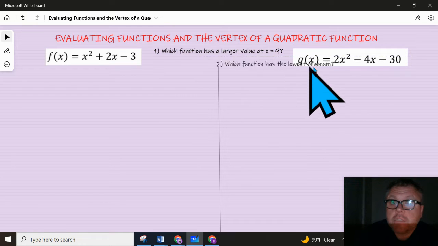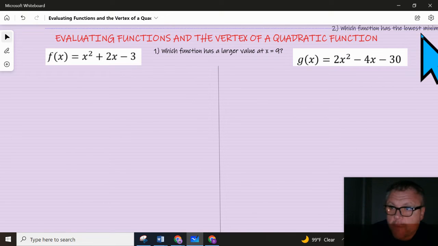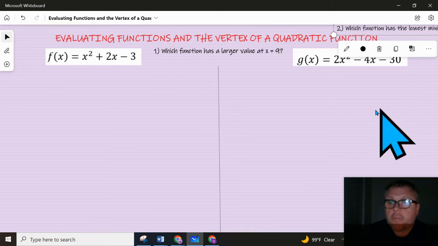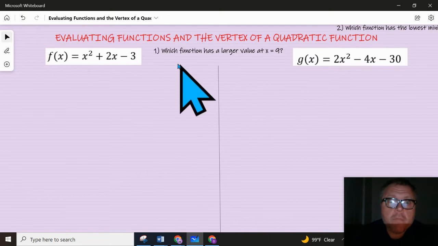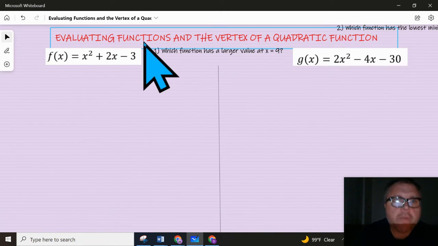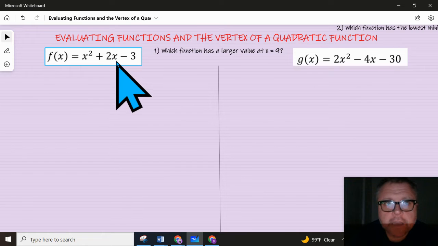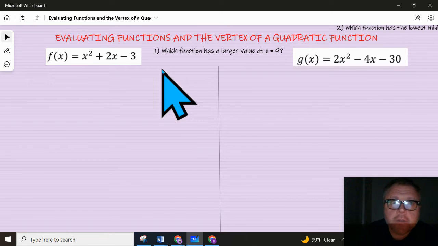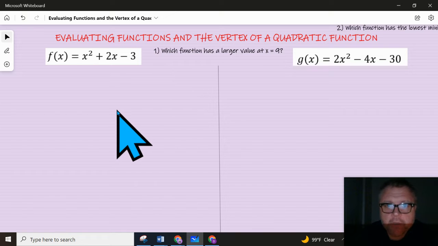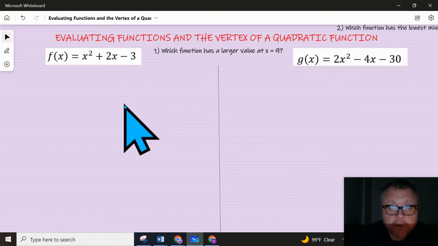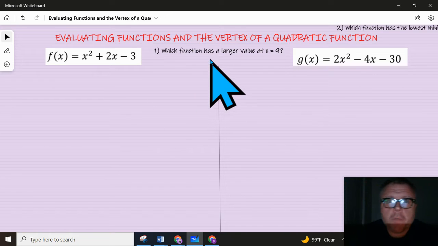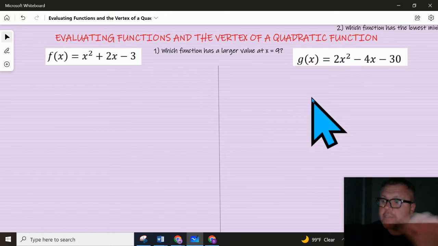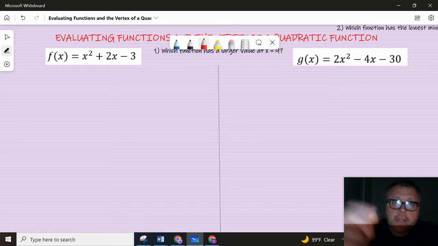But let's just stay focused on one at a time. We'll come back to number two, we'll talk about the vertex after. But just to stay focused here, let's talk about evaluating the function. When you see that in math, that means you're going to be taking a variable out, putting a number in its place, and then simplifying for a numerical value. So, what's the value of y when x equals 9? That's what's going on here. So let's figure that out.